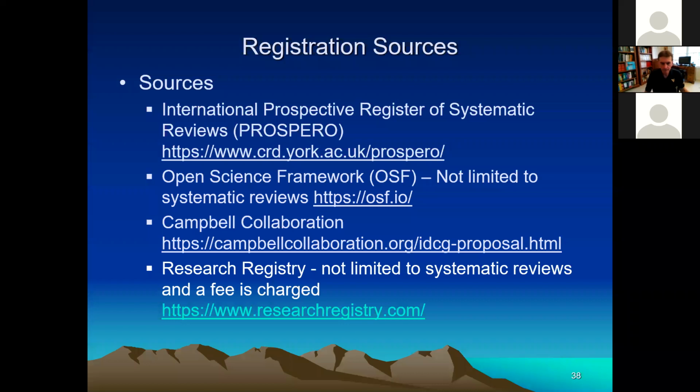If the protocol is registered first, does that give a better chance of being published? That's a good question. I think you have a better chance of getting a positive review and getting your protocol published, as well as your meta-analysis itself published, if it's registered.